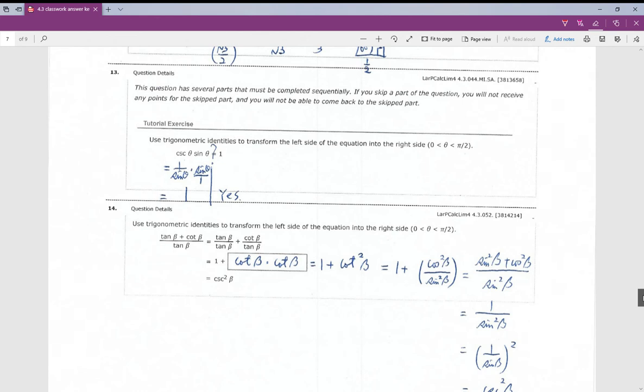Now, number 13 and number 14 are a different type of question. They ask you to do some proof. So when you do the proof, first step, you start from the question or given. Start from what's given here, okay? And, let me take it back, this question, sorry, it's not start from given, start from left-hand side.